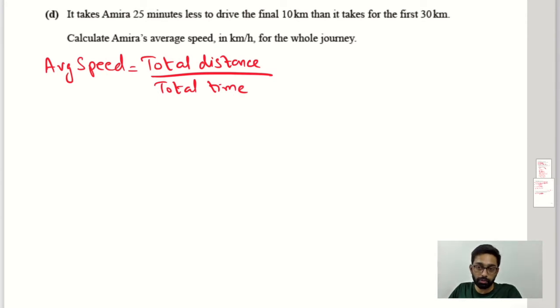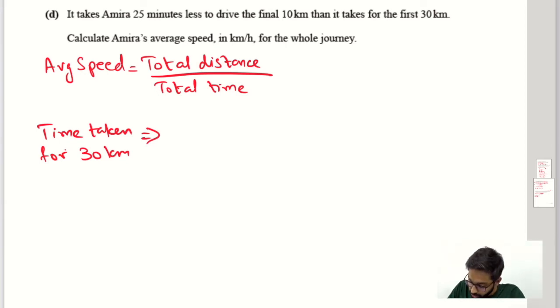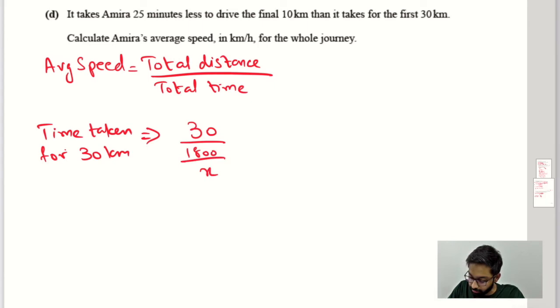Now this journey is broken down into two parts because she changes speed for the first 30 and the next 10 kilometers. So let's find the time taken for the first 30 kilometers. Again you divide the total distance by the average speed. So the total distance for the first 30 kilometers was of course 30, and you divide that by the average speed, which was 1800 over x. When you do that, you multiply 30 with x, you get 30x over 1800. Now you simplify this, you get x over 60.